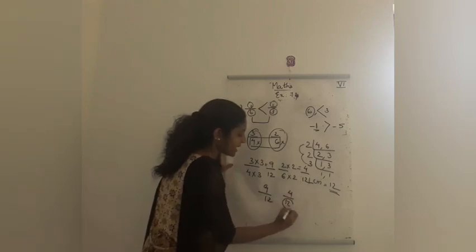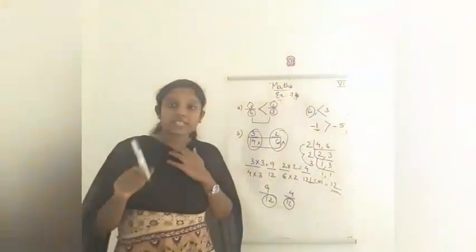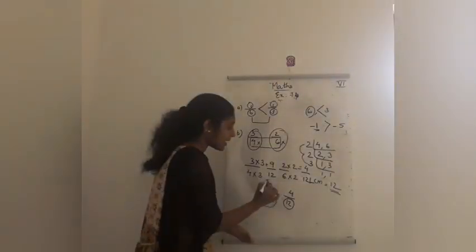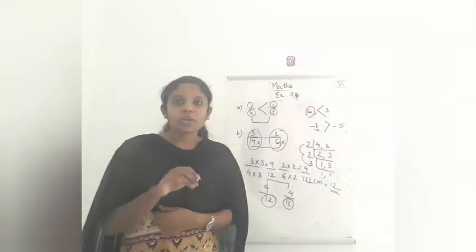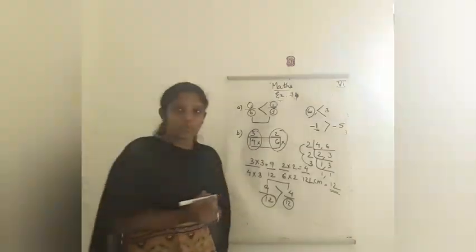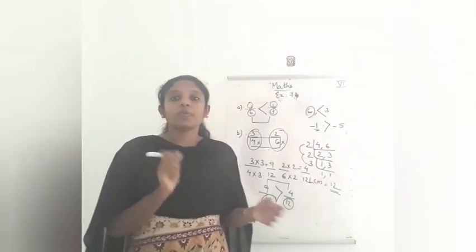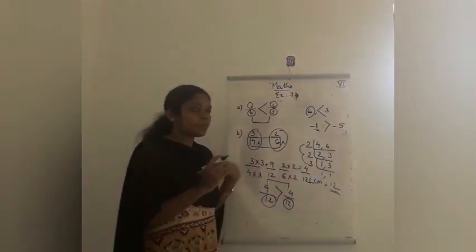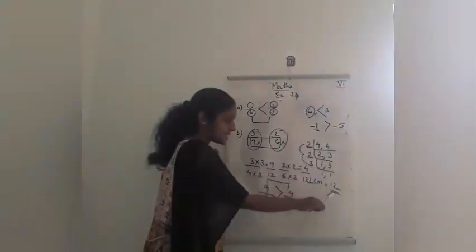Now the denominators are same. When denominators are same, you have to compare the numerators, and whichever is the greatest number, you can put the greater sign on that side. 9 or 4, which is greater? 9. So 9/12. So this is what you have to do when the numerators and the denominators are different. You have to find the LCM.